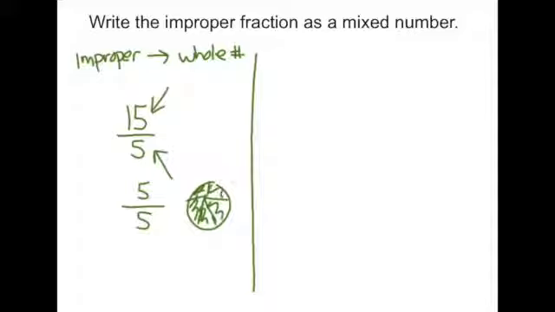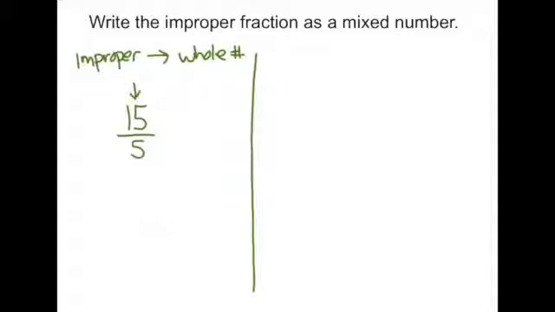We see here that 15 is a lot more than 5. So we're going to ask ourselves, how many 5s, how many of our denominator fit inside of our numerator here? How many 5s go into 15? Well, 5 goes into 15 3 times. So 15 fifths changed into a whole number would be 3 whole.